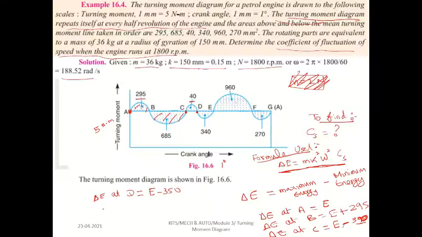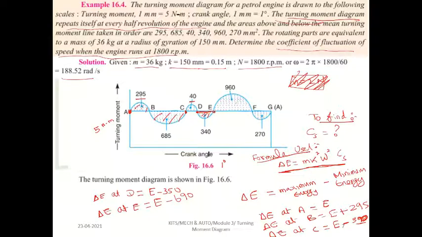Then we will move to point E. Del E at E. Already we have E minus 350. Now one more 340, that is minus because it's below the line. So minus 350 minus 340, that is 690.